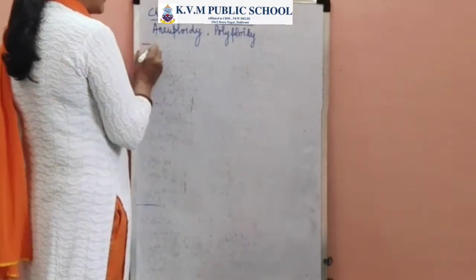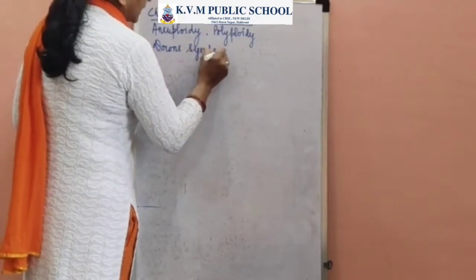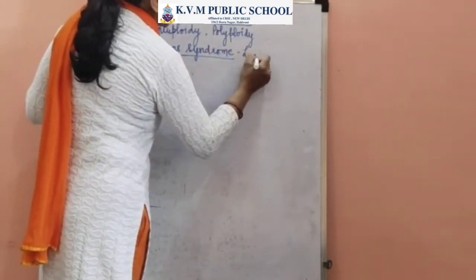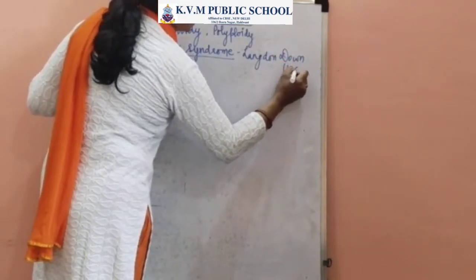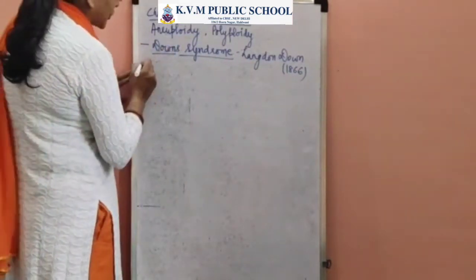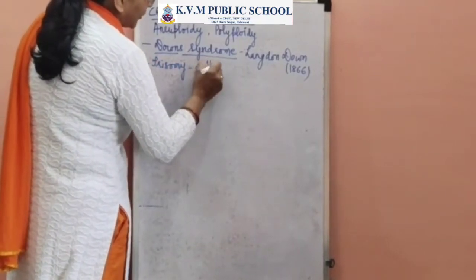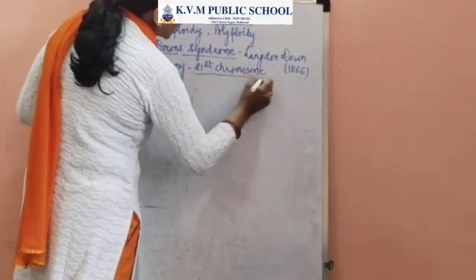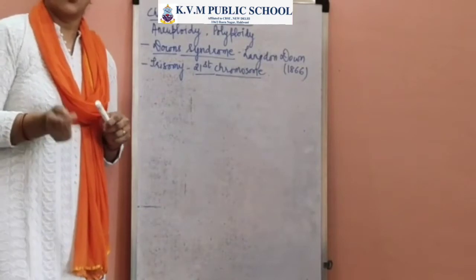In that category, we'll first talk about Down's syndrome. Down syndrome is an autosomal abnormality, and it was discovered by Langdon Down in the year 1866. So the person was Langdon Down, and therefore it is referred to as Down syndrome. This is characterized by trisomy of the 21st chromosome. On the 21st chromosome there is a trisomy. That means there's one extra chromosome formed because of non-disjunction or improper segregation of the chromosomes.